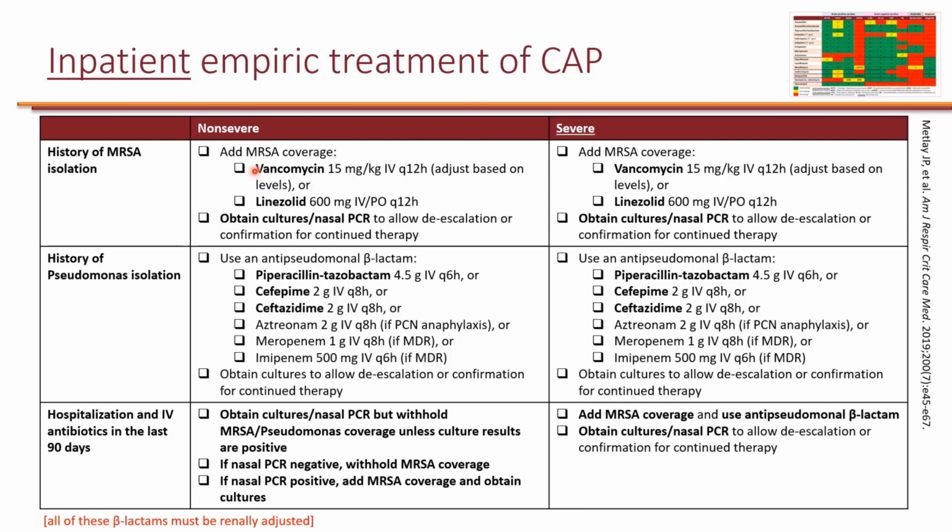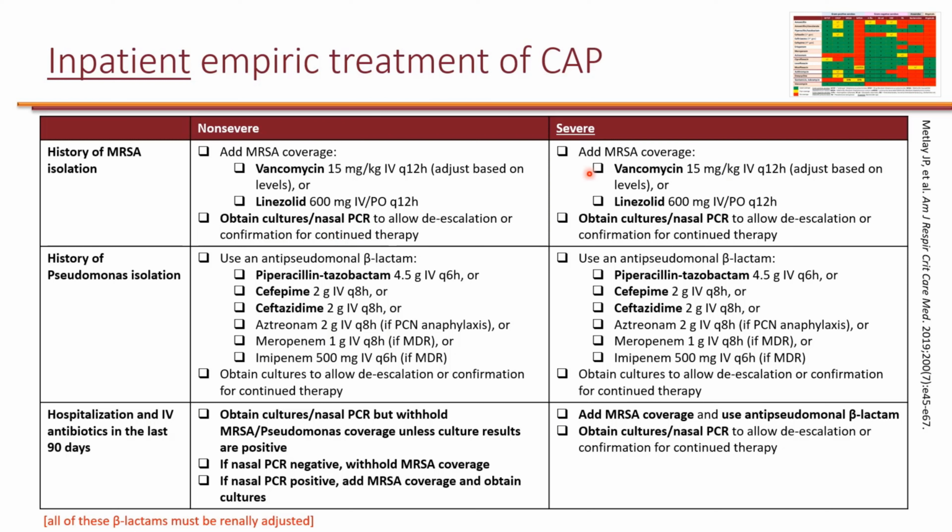Now, they also say that since you are adding MRSA coverage, it's also important to make sure that you obtain cultures, so sputum culture, as well as MRSA nasal PCR, in order to either de-escalate therapy, meaning that if you don't grow MRSA, you will discontinue vancomycin or linezolid, or if you do actually grow MRSA on the culture, or if the nasal PCR tests positive for MRSA, then you know that you did the right thing and you will continue therapy.